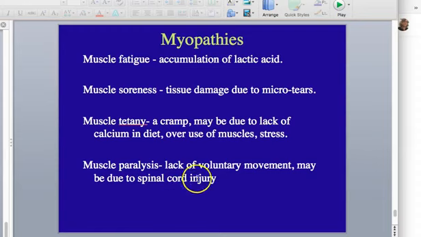Paralysis is where you have a lack of voluntary motion. It could be due to spinal cord injury. A lot of times you see this in car accident victims. They have a spinal cord injury. They can't use their legs, they can't use their arms, etc.